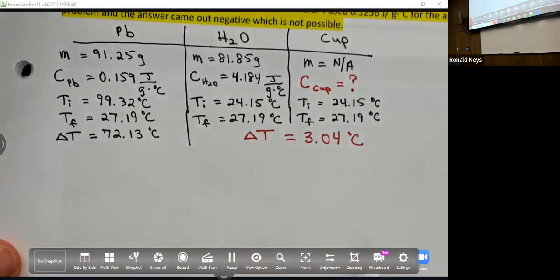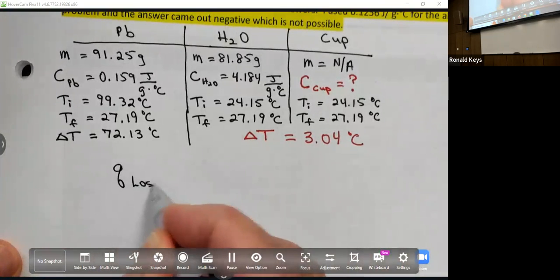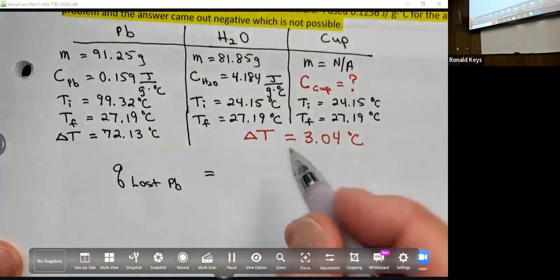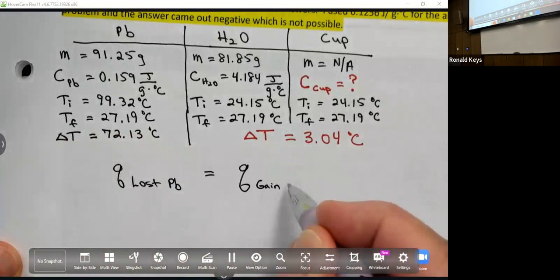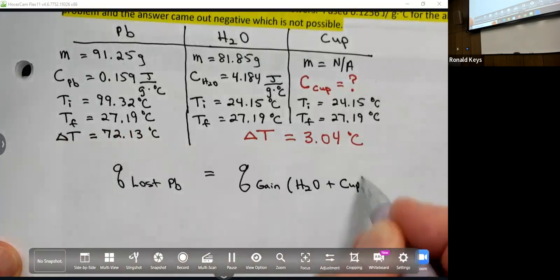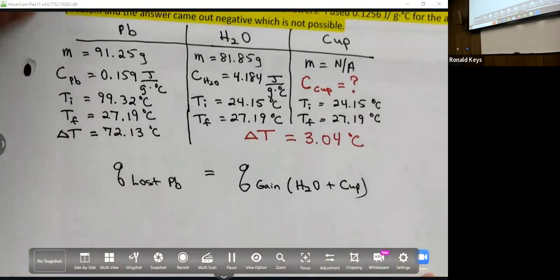So the same exact solution technique. We know that Q lost by the lead is going to equal Q gain. And that's going to be the water plus the cup, right? Now let's see if we can work this smarter.